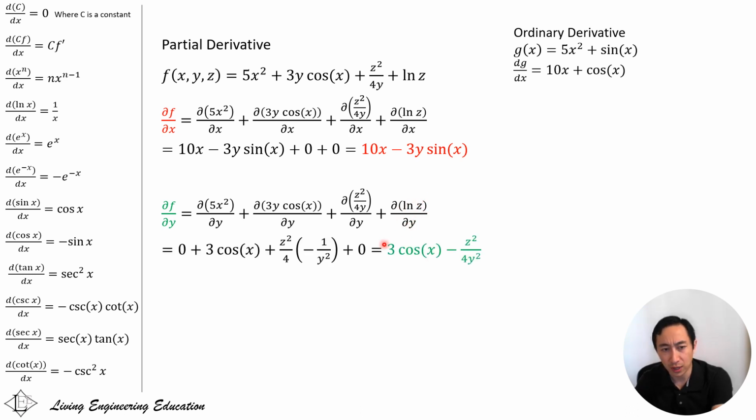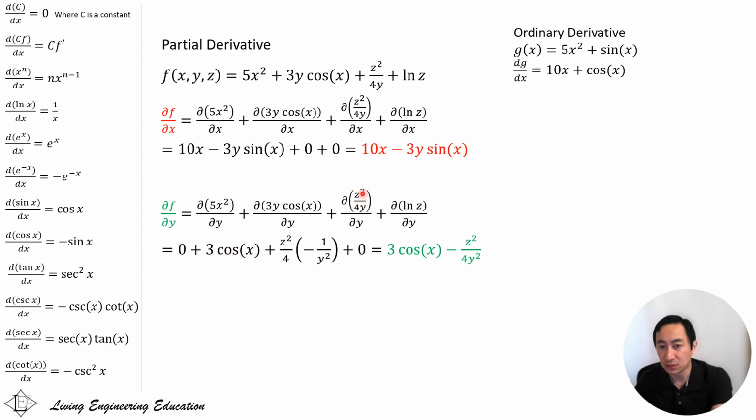So let's walk through that again. This one has no y values, so that's 0. This one has 3 cosine x as my constant. Then the derivative of y, which we saw from here, is just going to be 1. So 3 cosine x times 1, or 3 cosine x by itself.